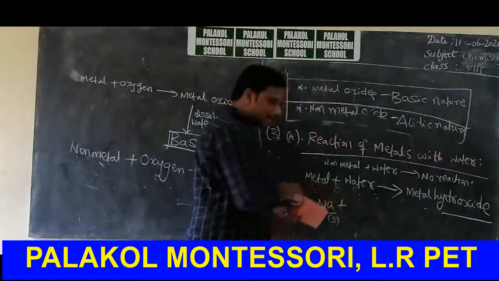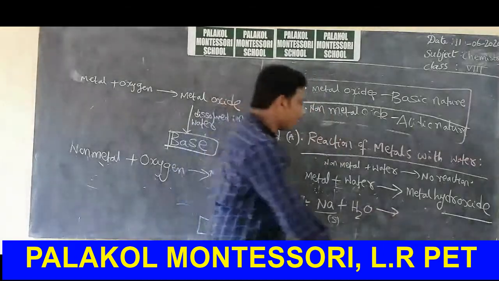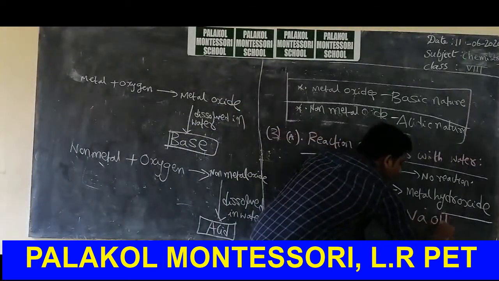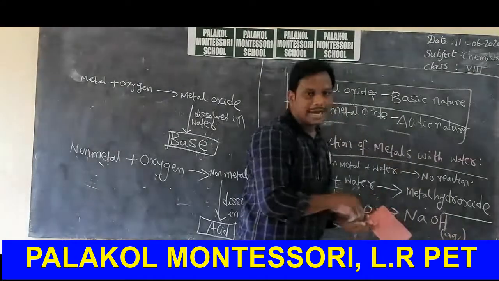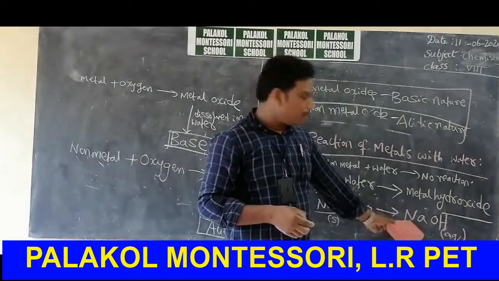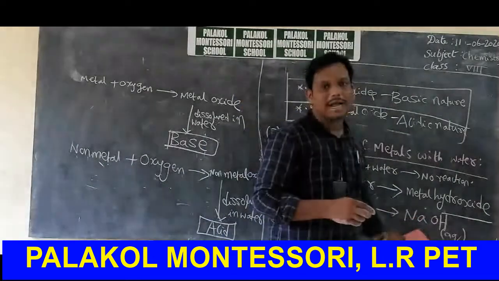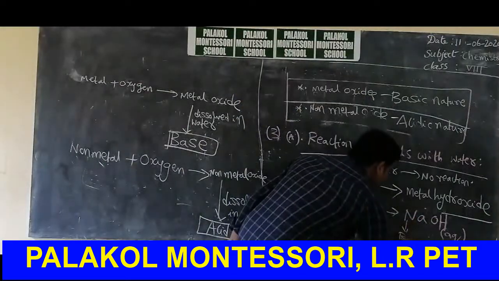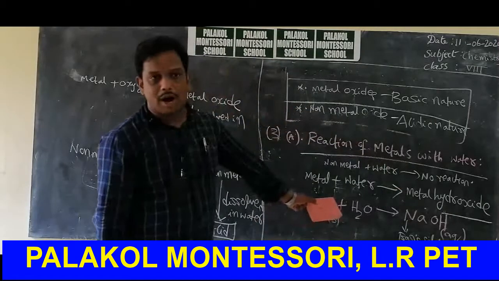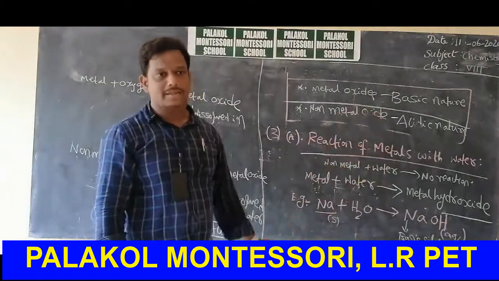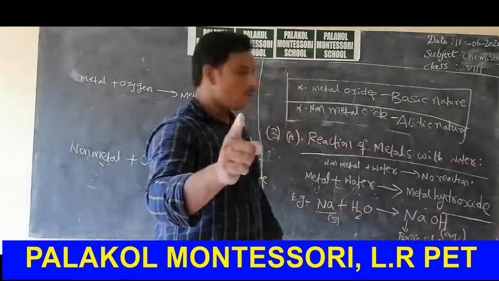When sodium metal reacts with water, it forms sodium hydroxide. It is a basic solution. The nature of sodium hydroxide we can test with litmus paper. Blue litmus paper does not change with that particular solution, but red litmus paper changes into blue color. This is the indication of a basic solution. What we concluded is that when a metal reacts with water, it produces metal hydroxide. The nature of metal hydroxide is basic. There is no reaction between non-metal and water.